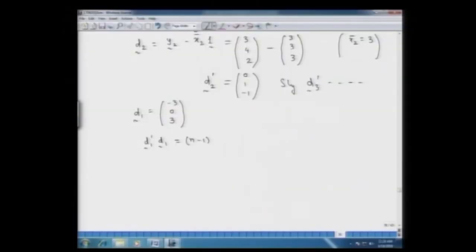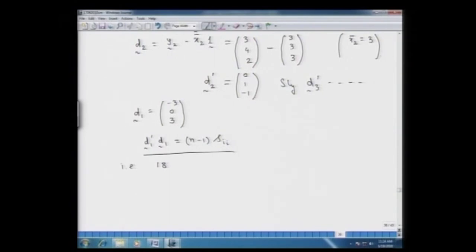Now, when we are looking at d_i' d_i, we are basically looking at the sum of squares of these entries, and that is what is going to lead us to (n minus 1) s_ii, the sample variance corresponding to the ith component. So, if we use this for the deviation vector, d_1' d_1 is going to be given by 9 plus 9, that is 18.